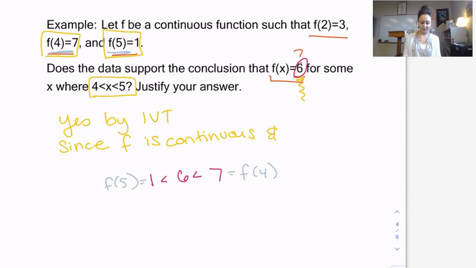Some people prefer this. F of 4 is 7, which is greater than 6, which is greater than 1, which is f of 5. Either is fine. You're making the same statement there. You don't need both, but either is fine. Just make sure that, of course, your inequalities are facing the correct way.